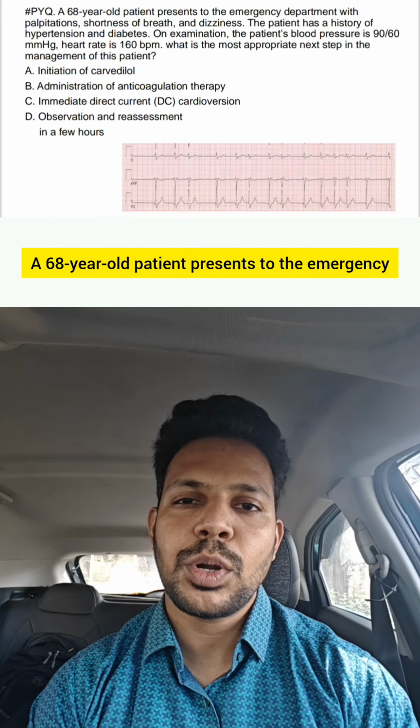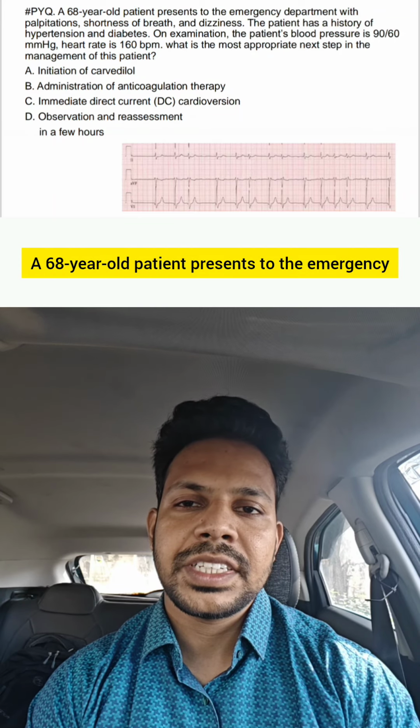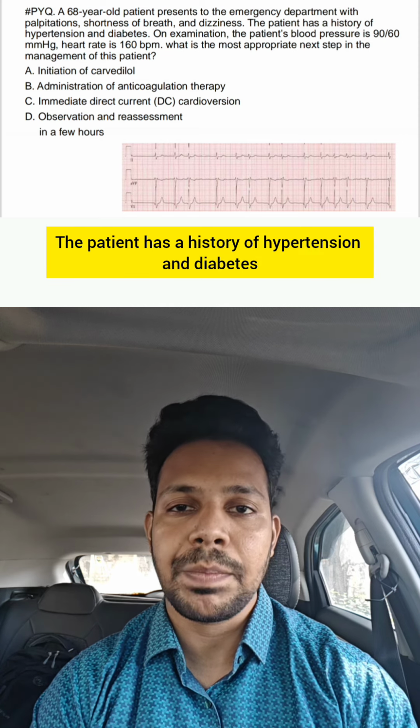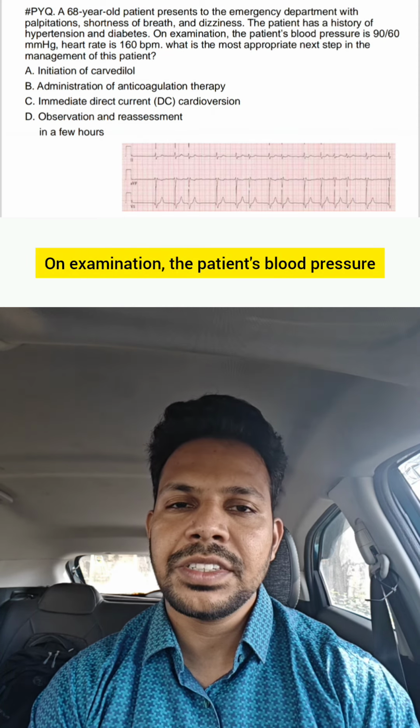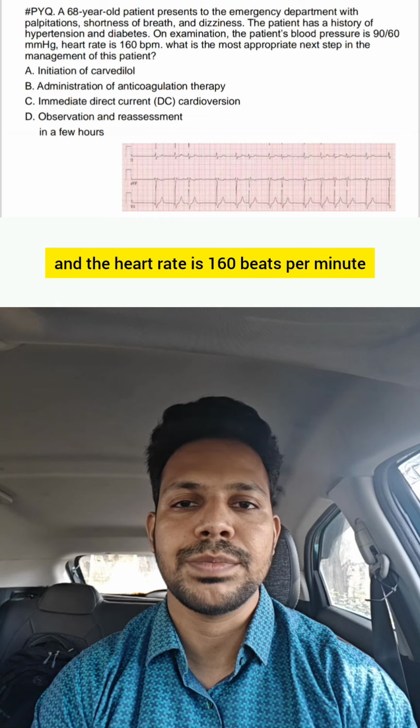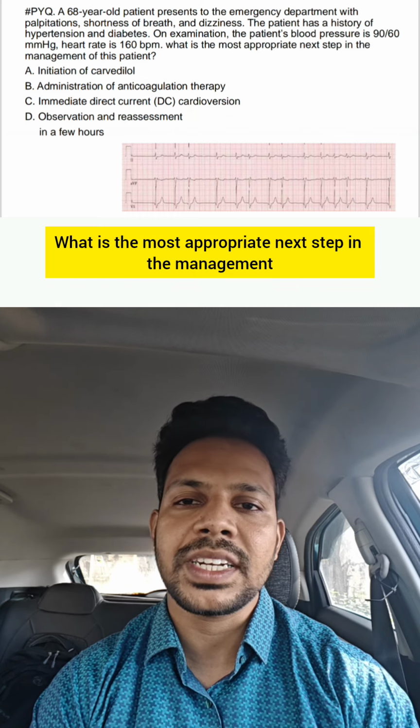A 68-year-old patient presents to the emergency department with palpitations, shortness of breath, and dizziness. The patient has history of hypertension and diabetes. On examination, the patient's blood pressure is 90 by 60 millimeters of mercury and the heart rate is 160 beats per minute. What is the most appropriate next step in the management?